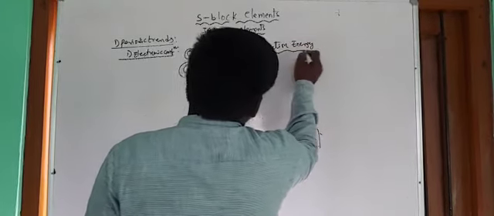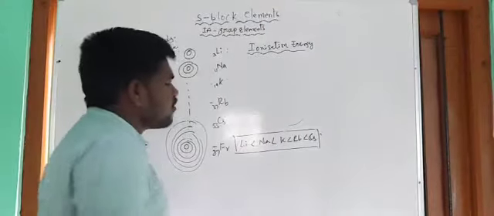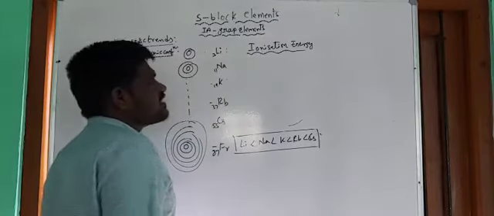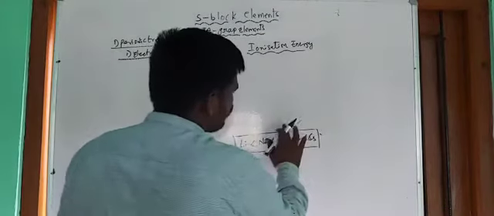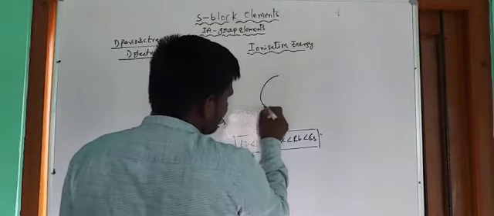Ionization energy is also known as ionization enthalpy or ionization potential. A number of names are there. So what does ionization energy mean? Before giving the definition of ionization energy, let me illustrate it.